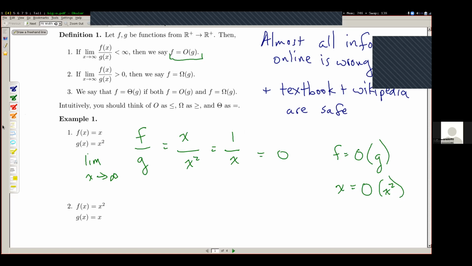The intuition that you should have about this O notation, this O right here, is that O is kind of like less than or equal to. This is basically meaning that x is less than or equal to x squared. It's not exactly like x is less than or equal to x squared, because I can come up with some x values like 0.1, where this inequality is not true. But it will be true for the x values that we care about, which are the large x values.